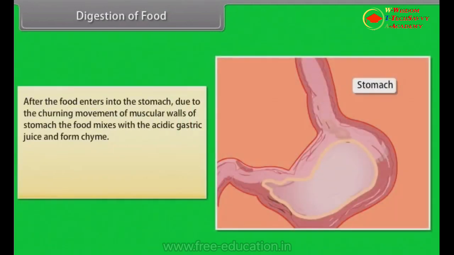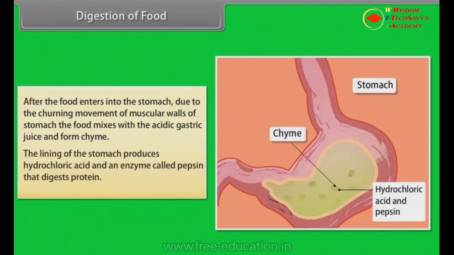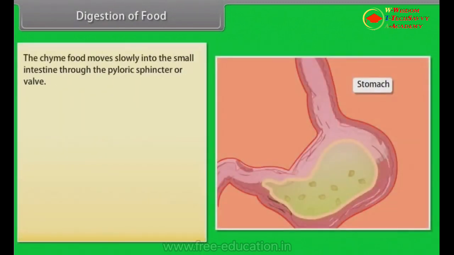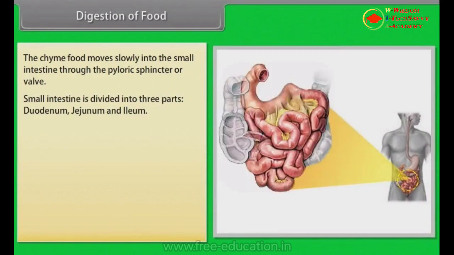After the food enters the stomach, due to the churning movement of the muscular walls of the stomach, the food mixes with the acidic gastric juice and forms chyme. The lining of the stomach produces hydrochloric acid and an enzyme called pepsin that digests protein. The chyme moves slowly into the small intestine through the pyloric sphincter or valve. The small intestine is divided into three parts: duodenum, jejunum and ileum.